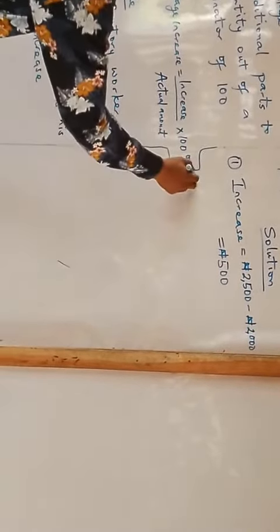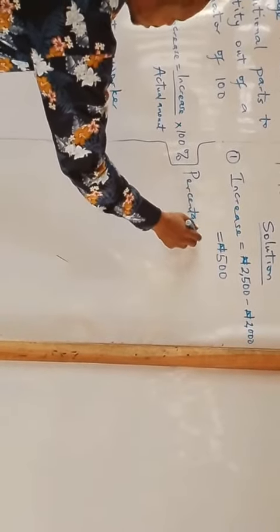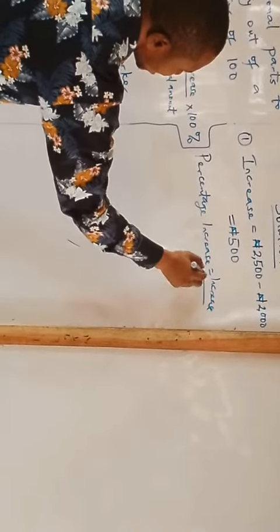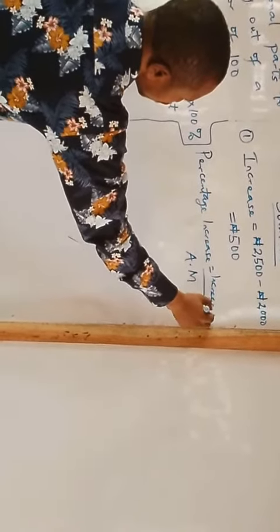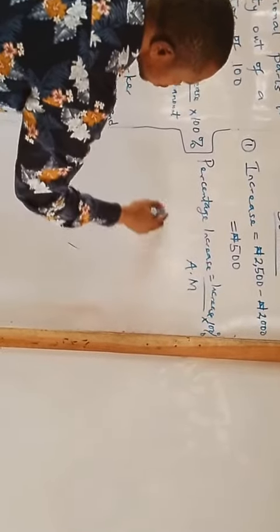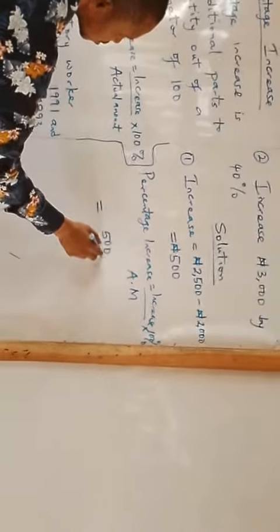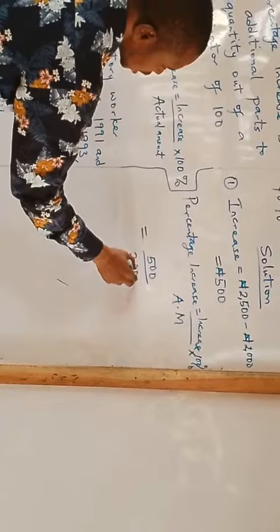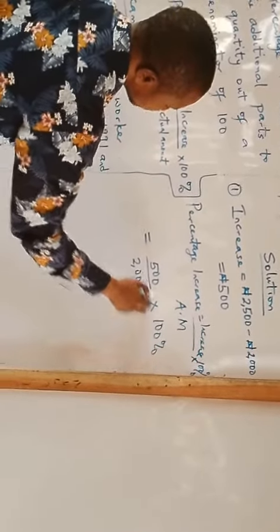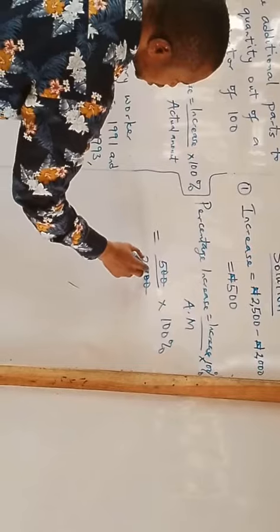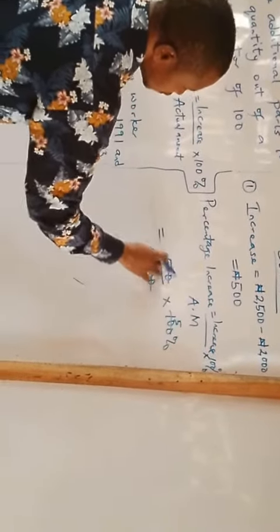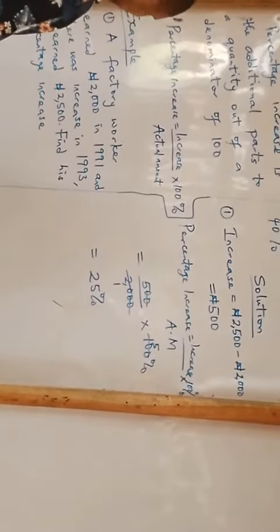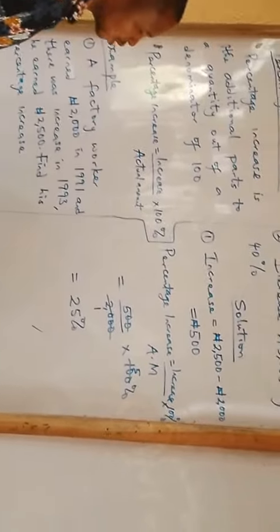So if we want to calculate the percentage increase, now we need to write the formula. Percentage increase is equal to increase over actual amount times 100%. So we have this. The increase on his salary is 500, and the actual amount that he was collecting before was 2,000 naira. So we are going to multiply it by 100%. 20 we eliminate 20 here. 20 here 1, 20 here 5. 5 times 5 will give us 25%. So that means his percentage increase will be 25%.